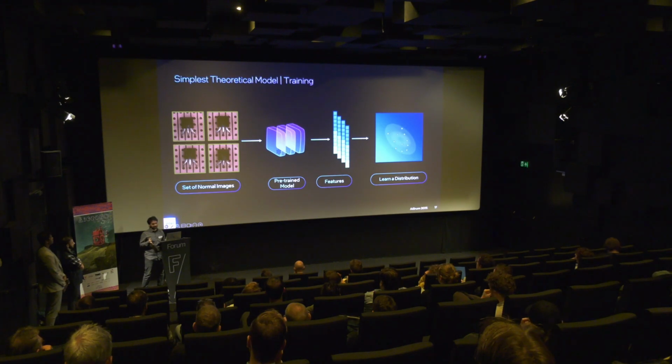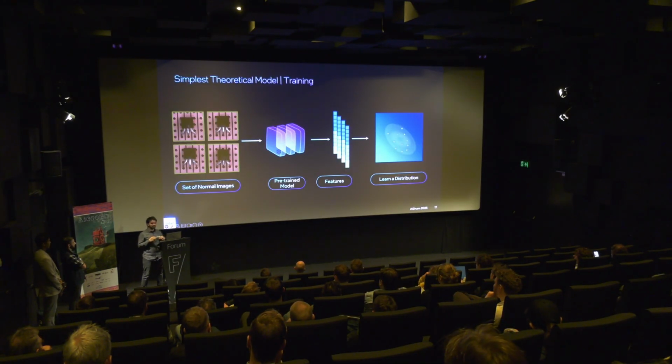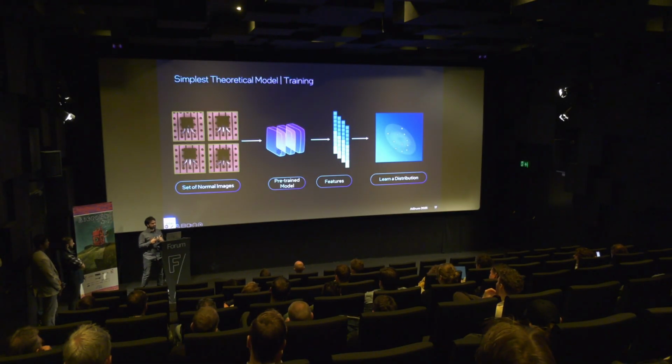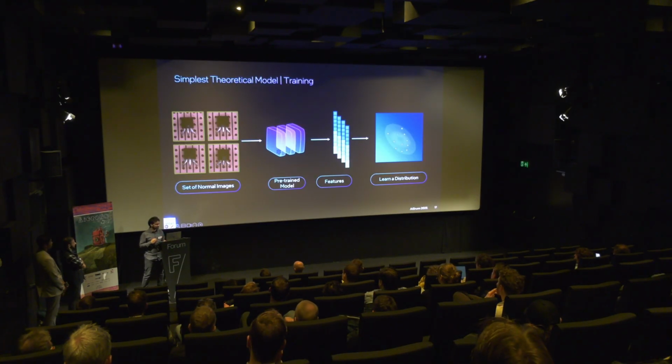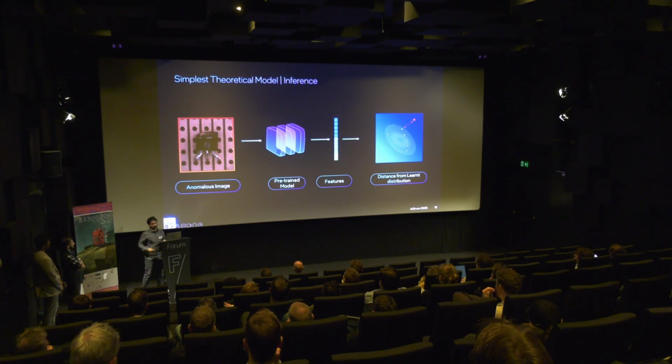We take a pre-trained model. Could be anything. Could be a Wide ResNet, any pre-trained CNN, or even DINOv2. It could be any model, and we extract the features from it. Once we extract the features, we try to learn a distribution of these normal images. Could be a Gaussian distribution, or something entirely different, but we try to learn the distribution, the bounds of this.